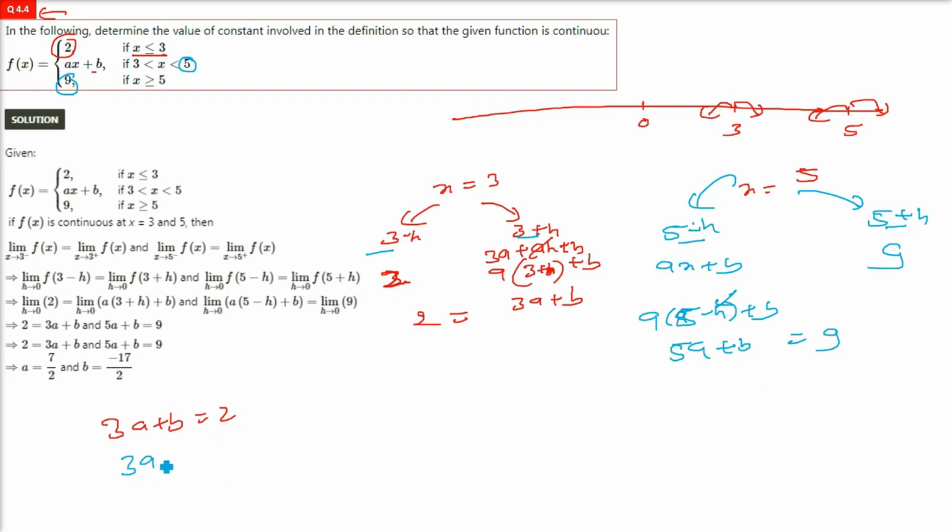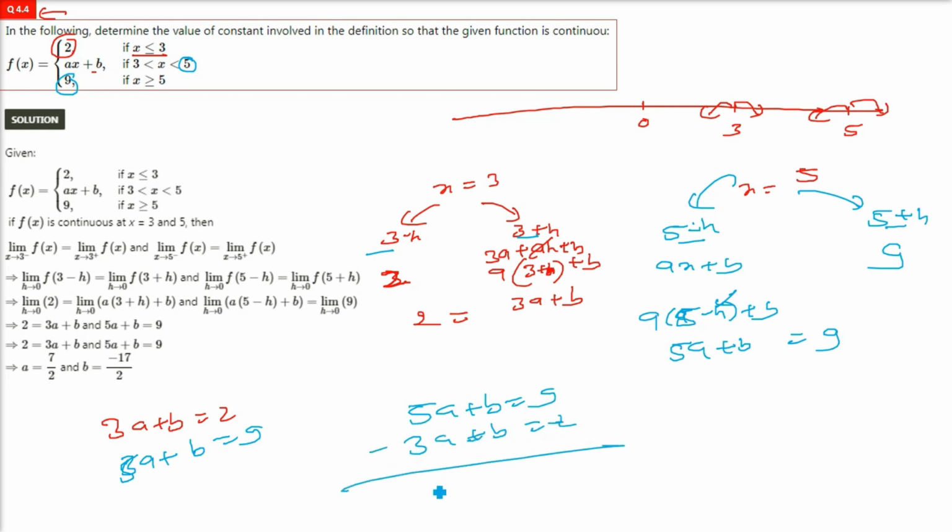What is the equation here? So we have 3a plus b equals 2 and 5a plus b equals 9. So let us write 5a plus b equals 9 first, and then 3a plus b equals 2. Subtract these two. b gets cancelled. 5a minus 3a is 2a. 9 minus 2 is 7. a is equal to 7 by 2.